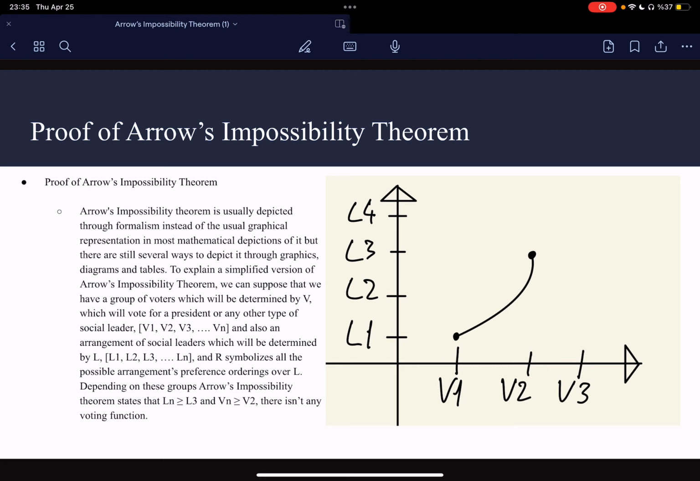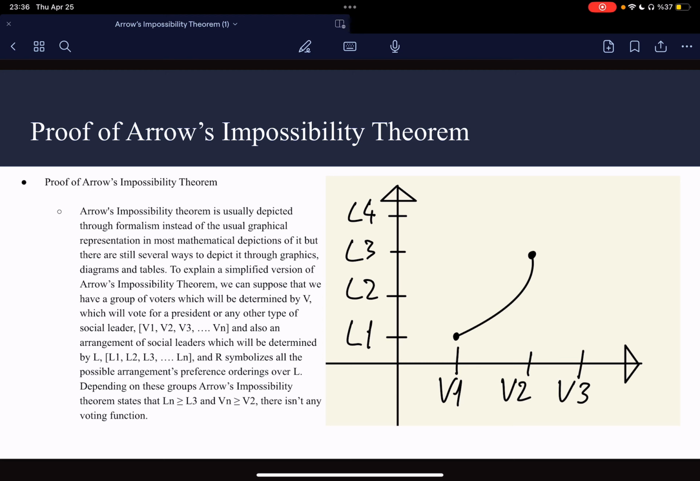To explain a simplified version of Arrow's impossibility theorem, we can suppose that we have a group of voters which will be denoted by V, which will vote for a president or any other type of social leader. For example, V1, V2, V3, and so on. And also an arrangement of social leaders which will be denoted by L, for example, L1, L2, L3, and so on. And R symbolizes all the possible arrangements, preference orderings over L.